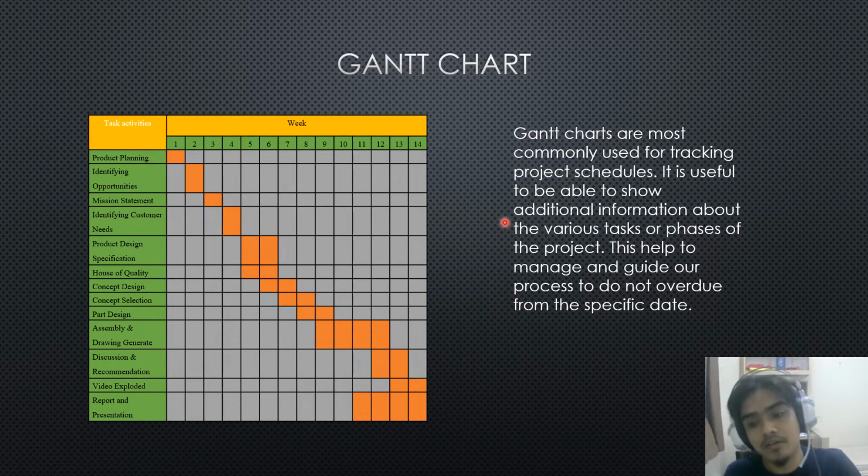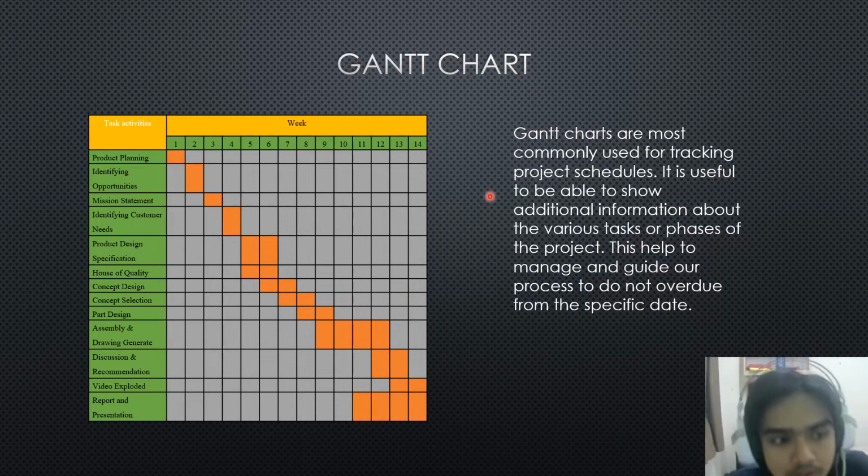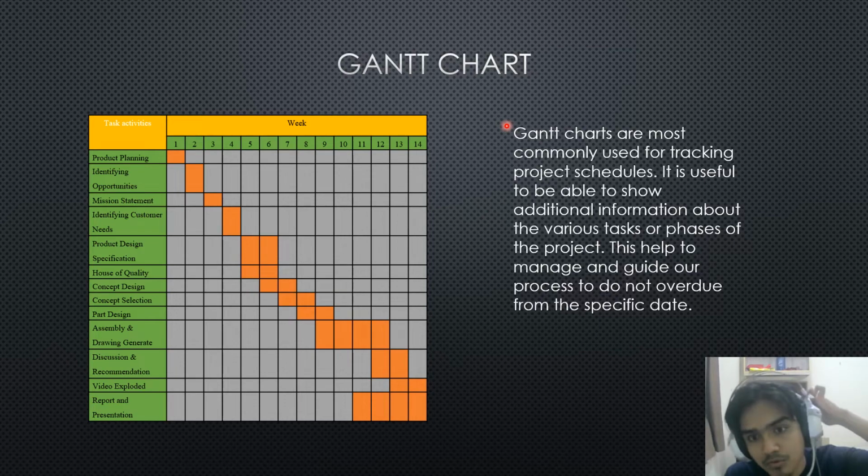Here is our Gantt chart or project schedule. Gantt charts are most commonly used for tracking project schedules. This helps to manage and guide our process so that we do not overrun the specific dates and we stay on track.